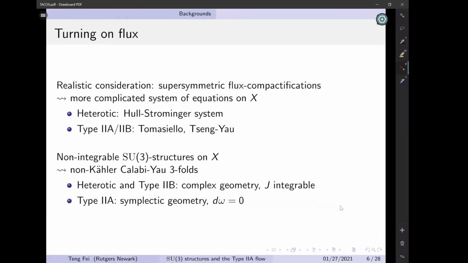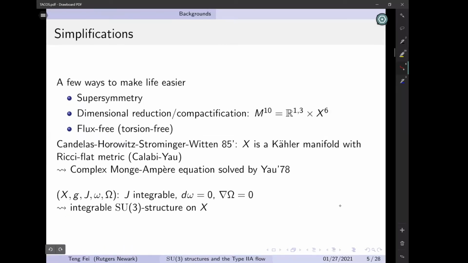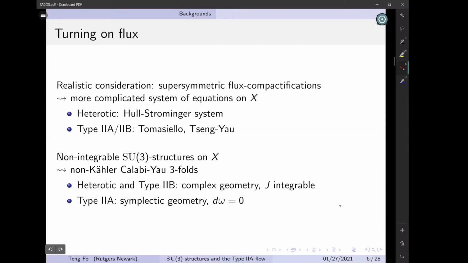However, if we want a more realistic theory of strings, especially in considering particle physics, a realistic theory of particle physics, we need to consider flux compactifications. So we cannot assume the flux is 0. Okay, so we just keep the other two assumptions, supersymmetry and the compactification, this dimensional reduction thing, but we allow the flux to be non-zero. Then we get these flux compactifications. And this leads to a more complicated system of equations on X.